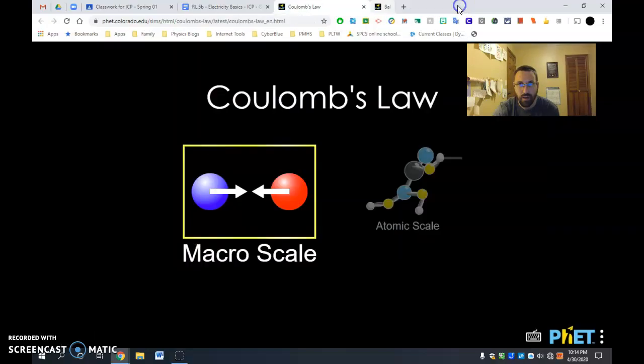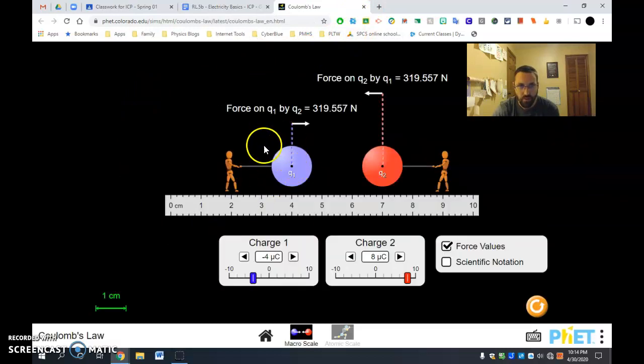The third one that we're going to be looking at is Coulomb's law. And we want to look at the macro scale. So this is Q1, which is a charge. This is Q2, which is another charge. This one has a charge of -4, I think that's microcoulombs, and that's 8 microcoulombs.